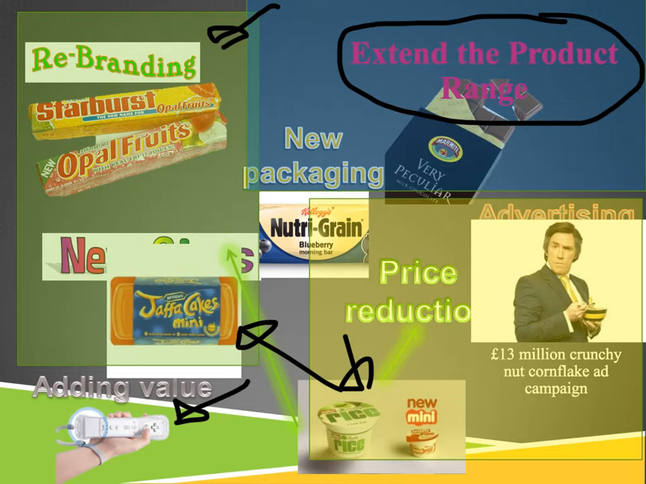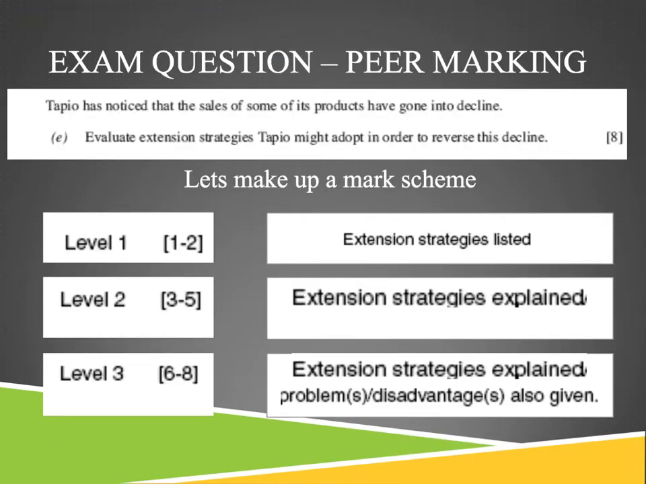Now, lots of products have gone for new packaging. Now, with all those things, you have to be able to think of one downside of each one. If you can't think of a downside, you're never going to get more than 4 out of 8 in the exam. I'm going to show that in the next part. Right, this question will come up in the exam. It comes up every single year, and they say evaluate extension strategies you might use. Now, the key thing here is evaluate. I can't tell you how many of you don't evaluate, and then instead of getting 8, the maximum you can possibly get is 4. It doesn't matter how many you come up with, you'll still only get 4.